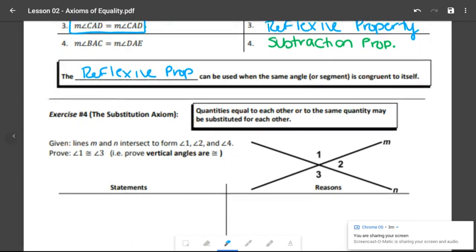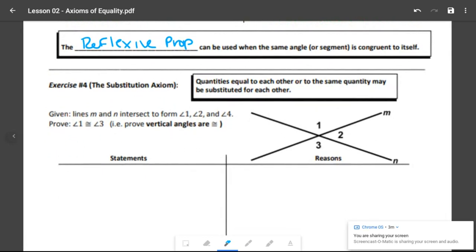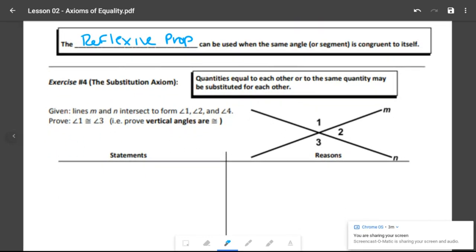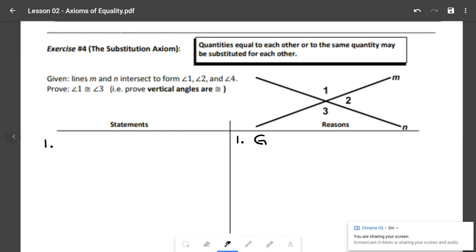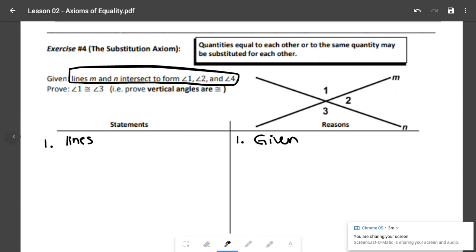Now, our last one for today is talking about the substitution axiom, where we can take quantities that are equal to each other and just substitute them in, like plugging in. Like when we solve for x, we plug that in. Now, if we want to organize our ideas the same way we've been doing, we have this table. So we're going to write the given in. What I want you to do is write exactly what the given says. So this whole thing should be what we write down here. So lines M and N intersect to form angles 1, 2, 3, and 4.